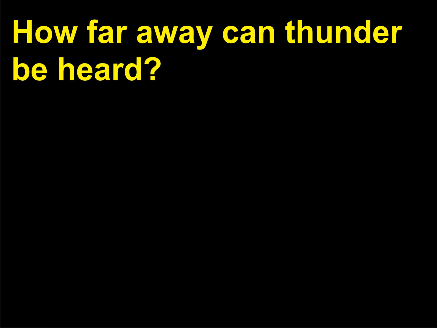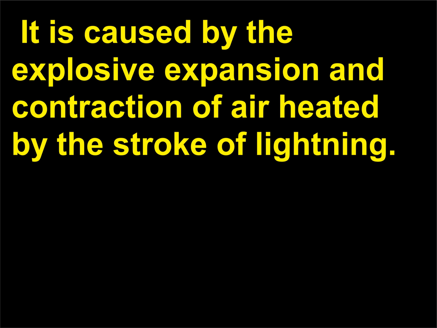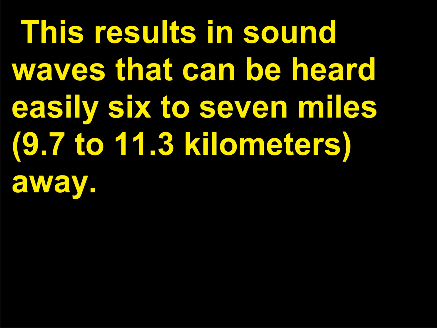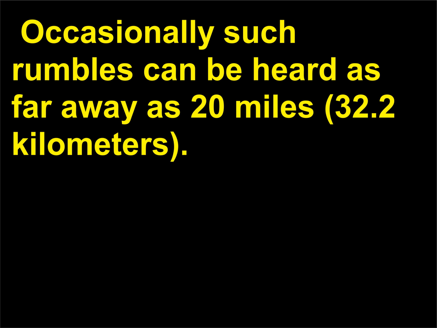How far away can thunder be heard? Thunder is the crash and rumble associated with lightning. It is caused by the explosive expansion and contraction of air heated by the stroke of lightning. This results in sound waves that can be heard easily 6 to 7 miles, 9.7 to 11.3 kilometers, away. Occasionally such rumbles can be heard as far away as 20 miles, 32.2 kilometers.